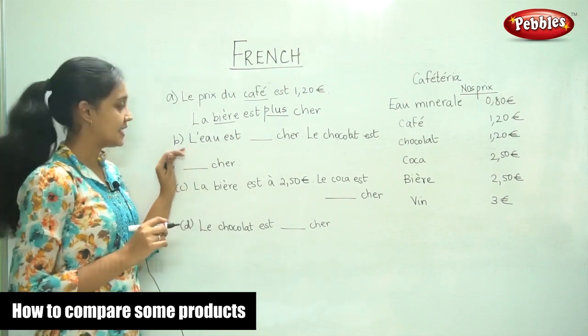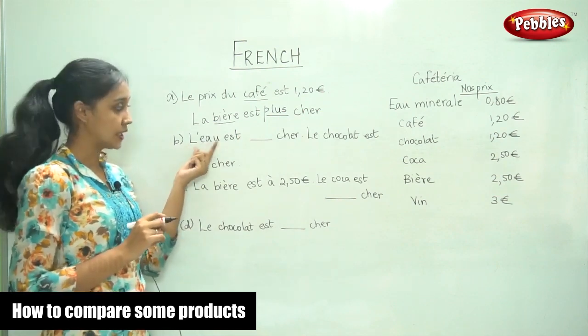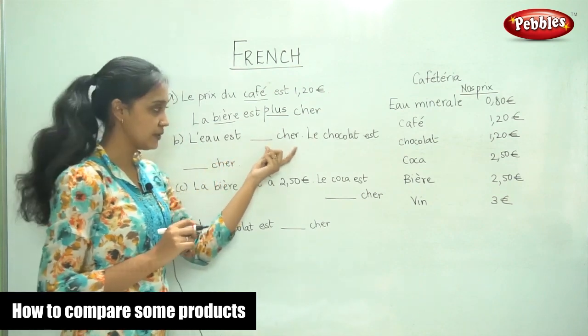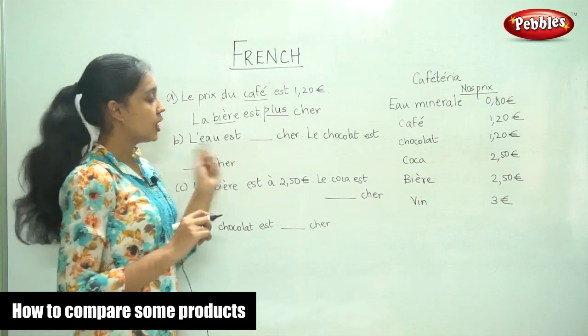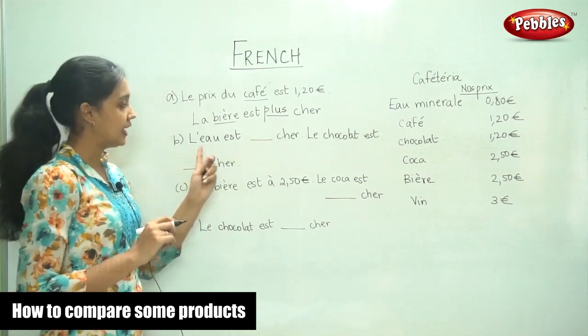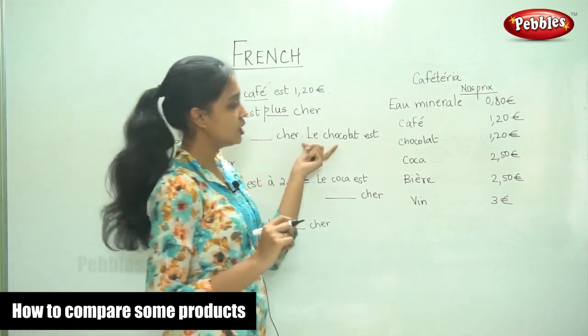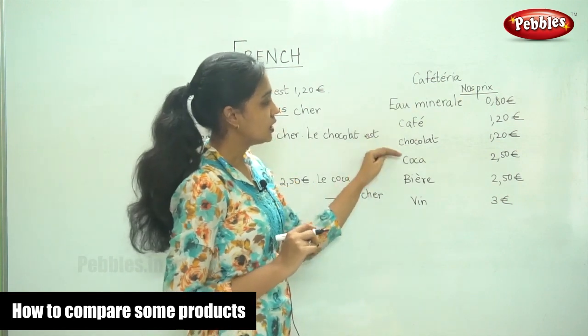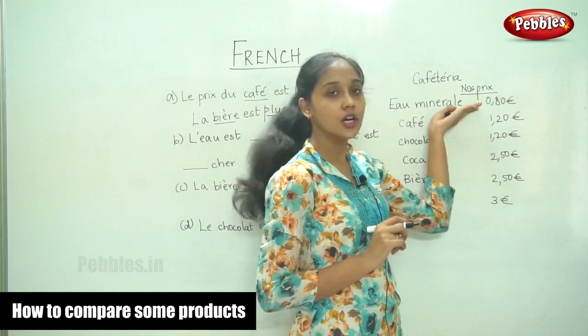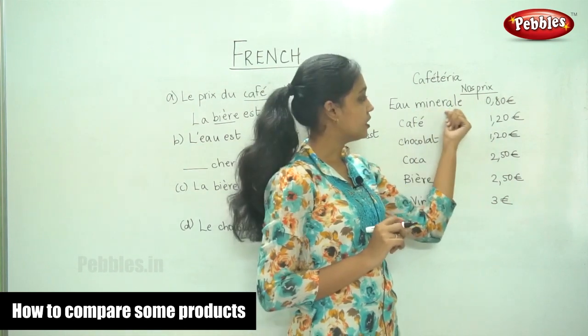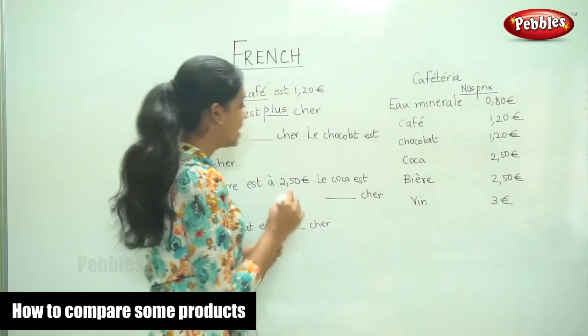Moving on to the next sentence. L'eau, the water, est dash cher. Le chocolat est dash cher. So now the two products we are comparing are l'eau and le chocolat. So l'eau and chocolat, you see the two prices. So you can see clearly l'eau is moins cher.